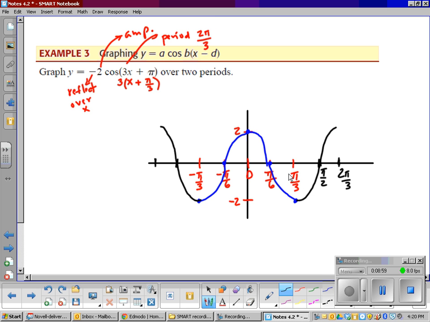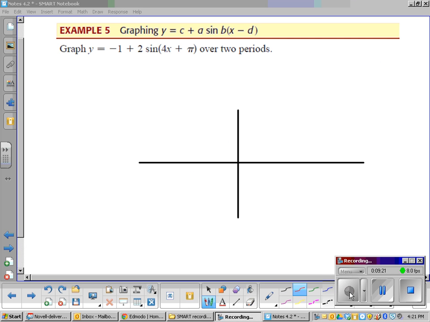And if I start at the beginning of this new period, then add half of the full period, so I'm adding a pi over 3 to this pi over 3, then that takes me to 2 pi over 3. Now I just need to put my negative labels on this side, and I've graphed this function over 2 periods.